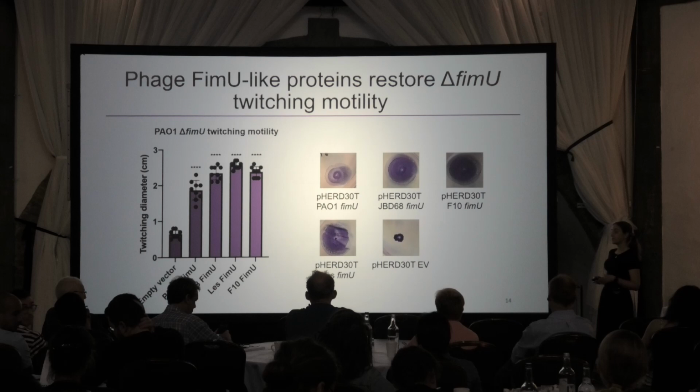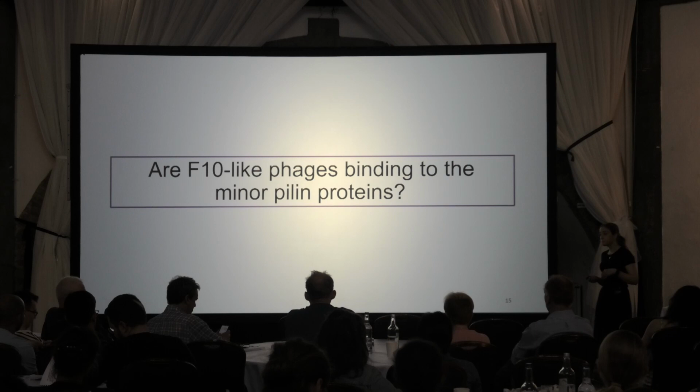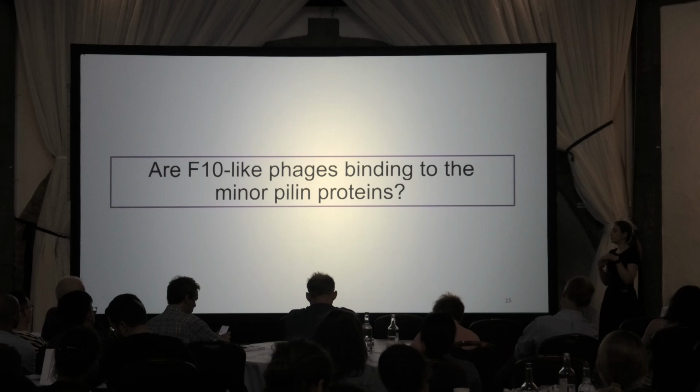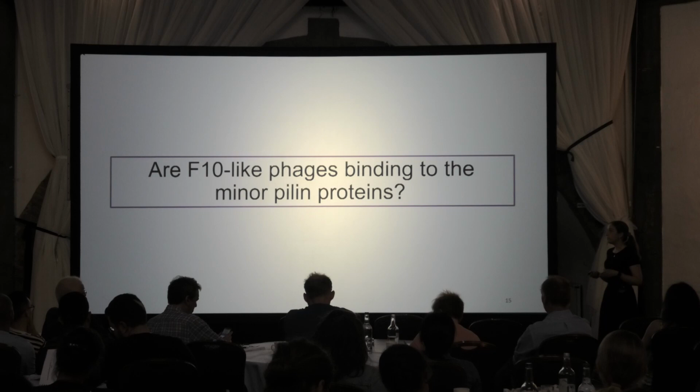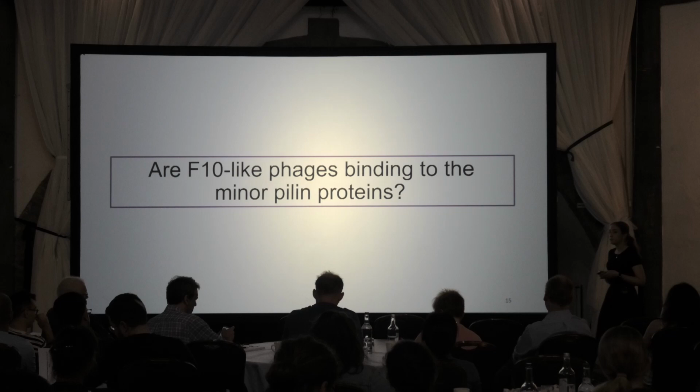And this led us to the hypothesis that these epithelial phages might actually be recognizing the minor pilins, or FMU, during infection. From this, we would infer that these epithelial phages are binding at the very tip of the type 4 pilus, where the minor pilin proteins are predicted to be found. So to try and visualize this, I incubated PAO1 cells with either DMS3, which is a phage that's not blocked, or JVD68, a phage that is blocked by these phage FMUs, and I visualized their interactions with the type 4 pilus using TEM.